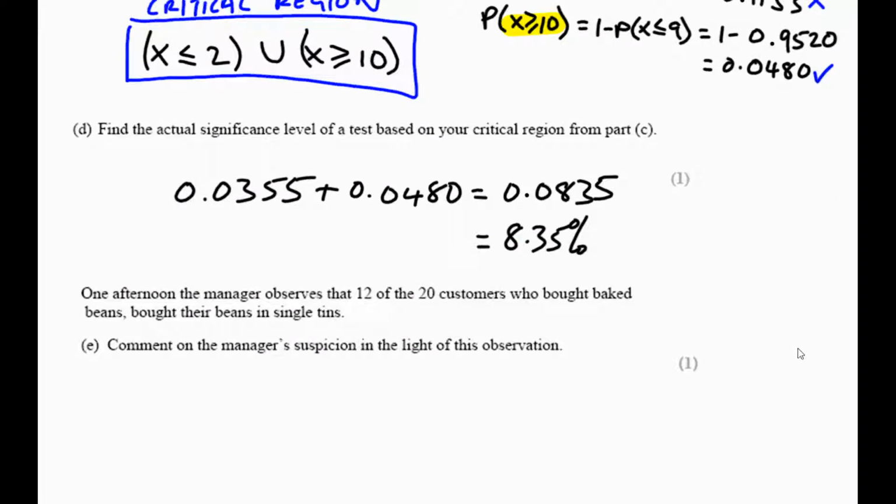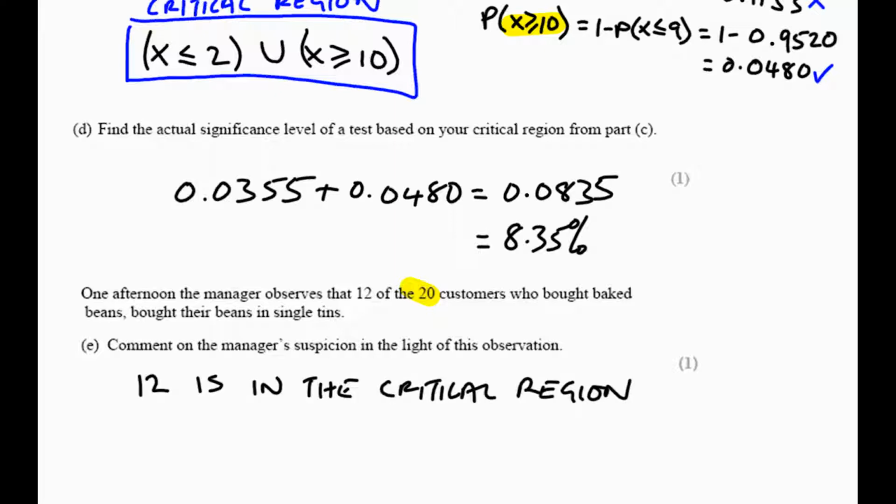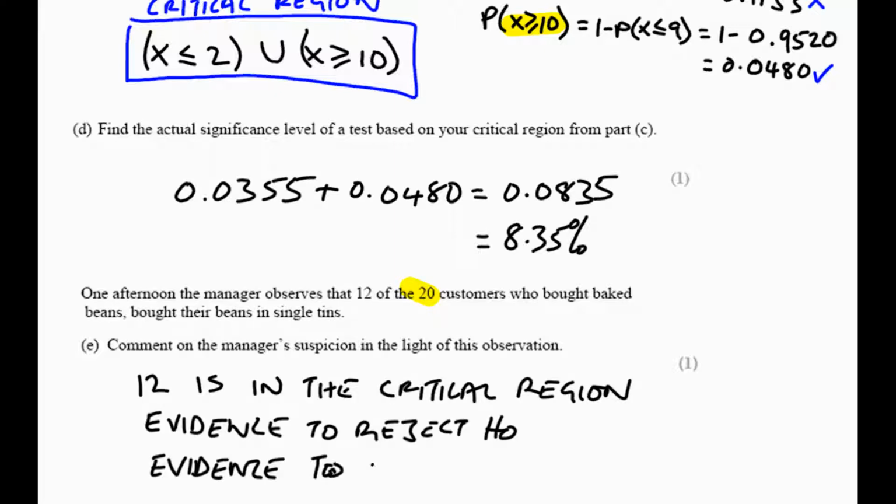So moving on. One afternoon, the manager observes 12 of the 20 customers who bought their baked beans in single tins. All right, so our observed value right here is 12. Comment on the manager's suspicion in the light of this observation. Really, the question is: is this significant or not? Well, it is in the critical region, meaning that there's enough evidence to reject H0. So there's evidence to support the manager's suspicion.